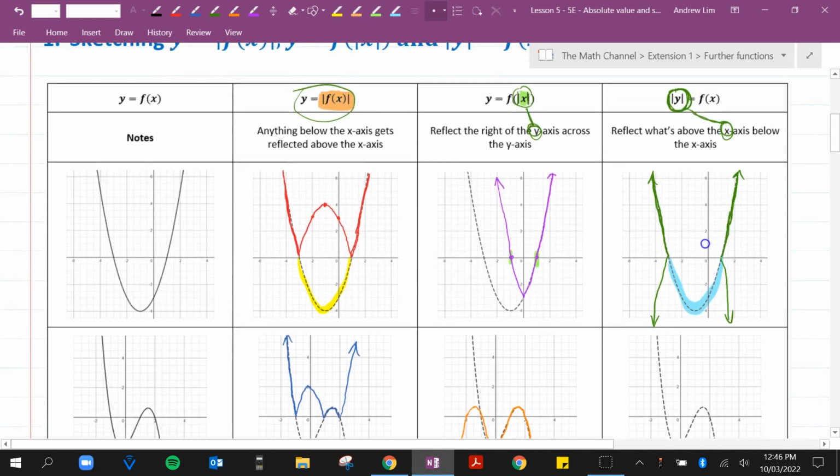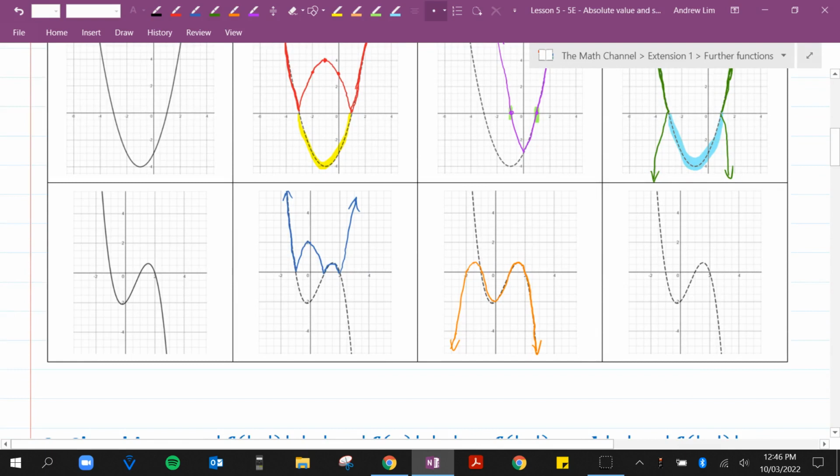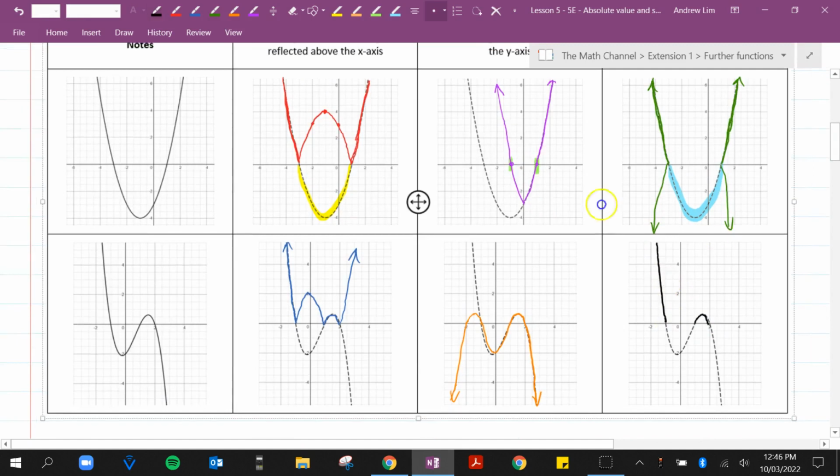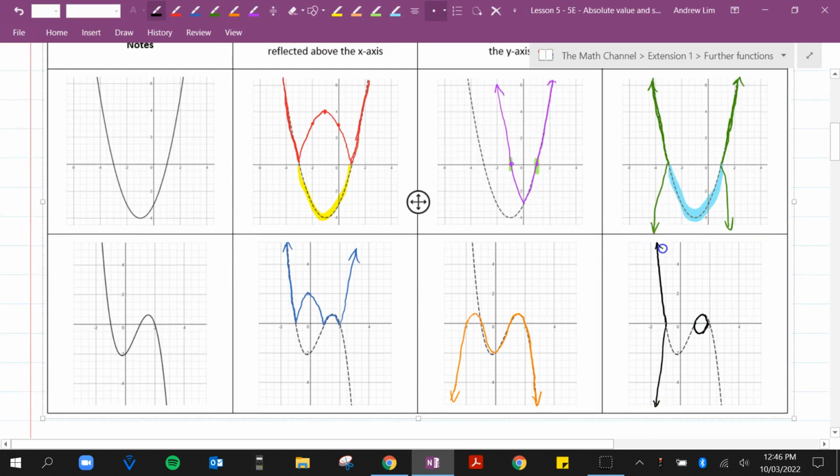And for the last one, the absolute value of y is equal to f of x, so we're going to reflect across the x-axis. So I'm going to take what's above it, take what's above it, and then reflect. And that's it.